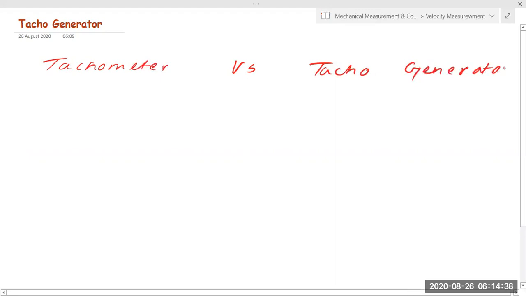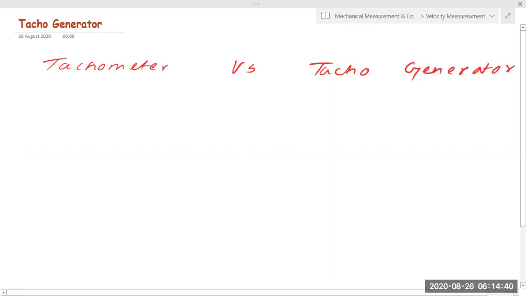Hello. So we are starting with a new topic, how to measure angular velocity, and today we are going to study about tachogenerator. Before starting tachogenerator, I would like to describe what is the difference between tachometer and tachogenerator. Simple difference. I just would like to inform you before we proceed.